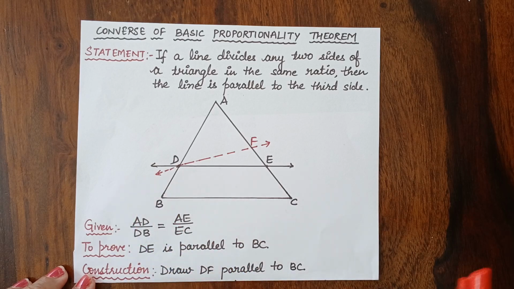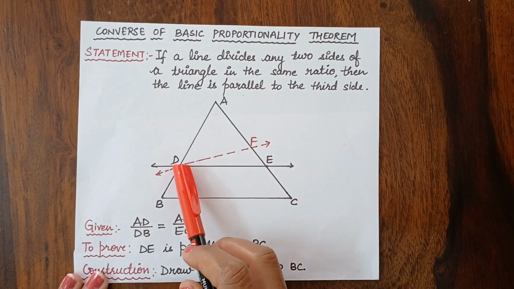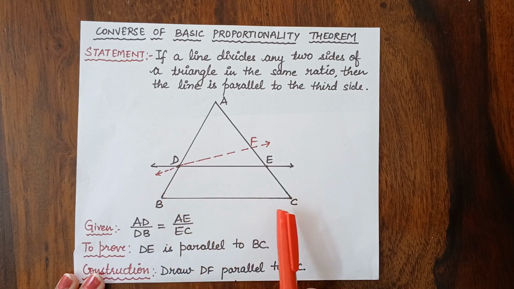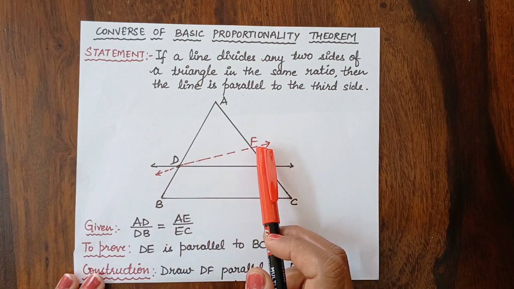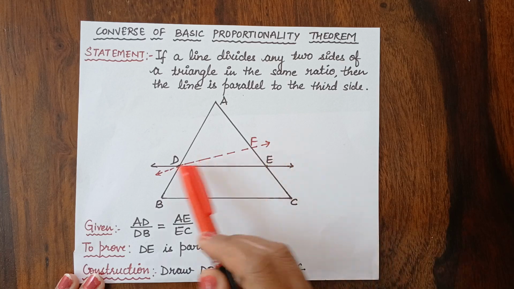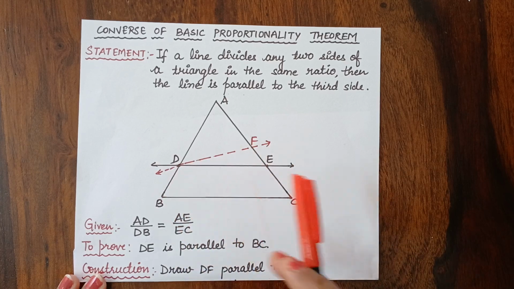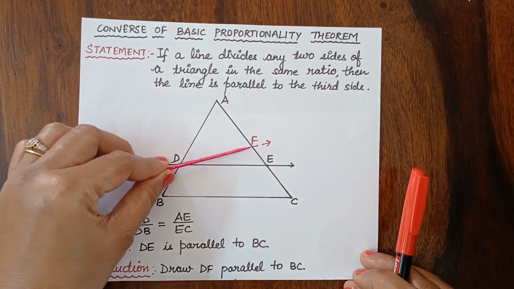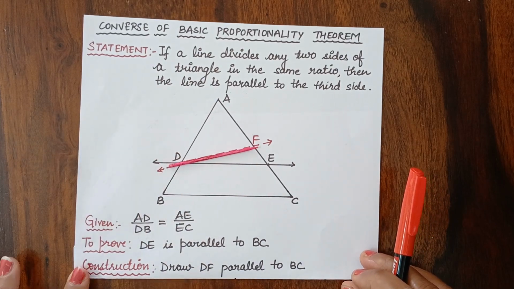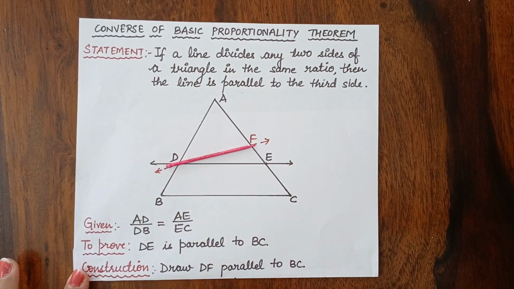Here we have to do a construction, that is, we need to draw a line DF, considering that it is parallel to BC. I know that it is not looking parallel to BC, because in the end we are going to prove that E and F coincide. DF and DE are the same sides. That is why we have drawn it like this. So this is the extra construction that is required. DF is parallel to BC. We have to consider this.